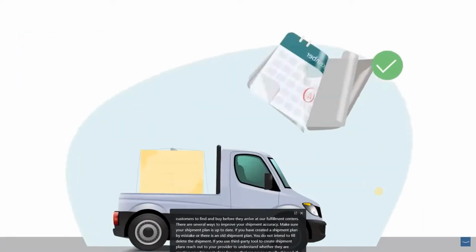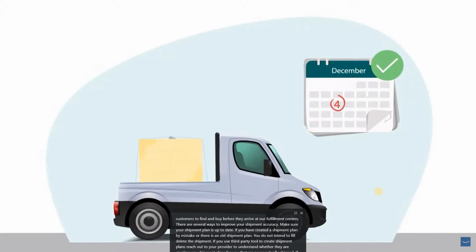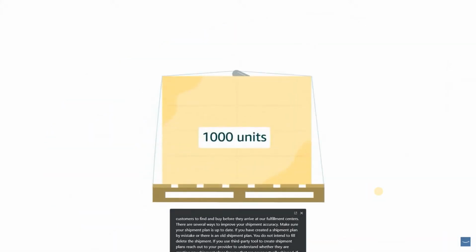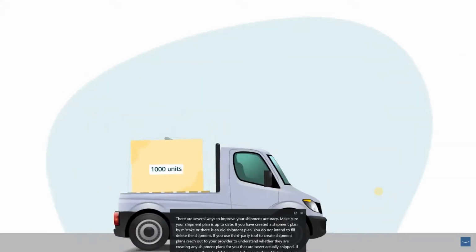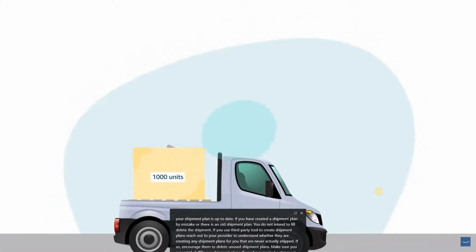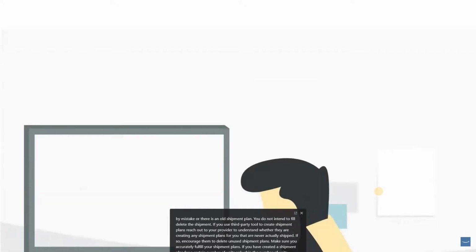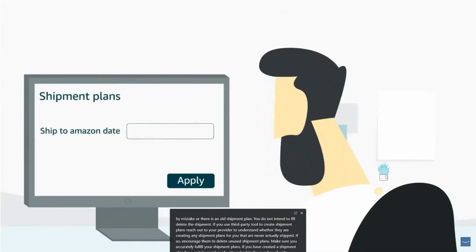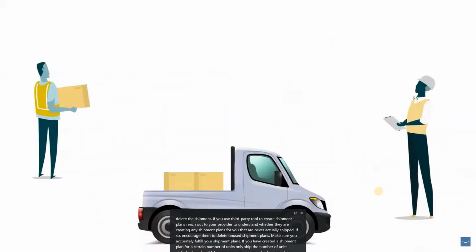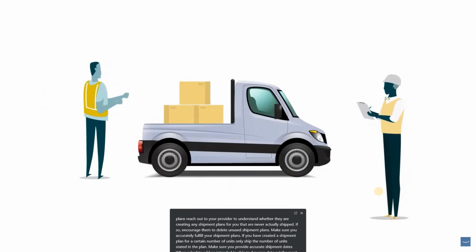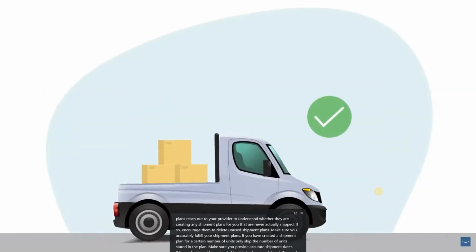Make sure you accurately fulfill your shipment plans. If you have created a shipment plan for a certain number of units, only ship the number of units stated in the plan. Make sure you provide accurate shipment dates. When asked to add an intended to ship to Amazon date, set the most realistic date that the carrier will pick up your shipment.